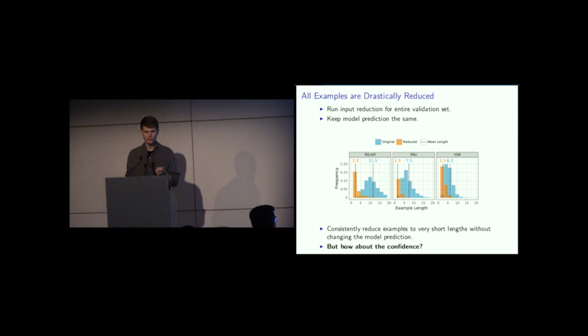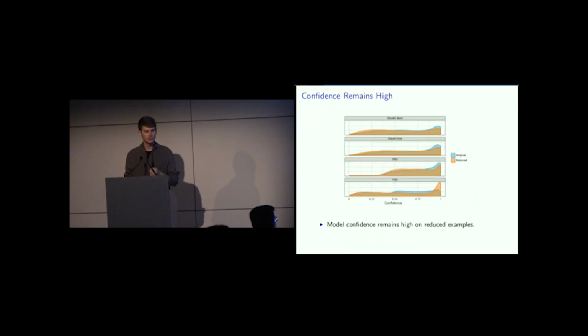But what about the model's confidence? It must have dropped on these short examples, right? Yet the model's confidence looks about the exact same. So here's a density distribution plotting the confidence from 0 to 1. We see there's basically a strong overlap between the original and the reduced. On VQA, it even goes up a bit at the end. So what's going on here?